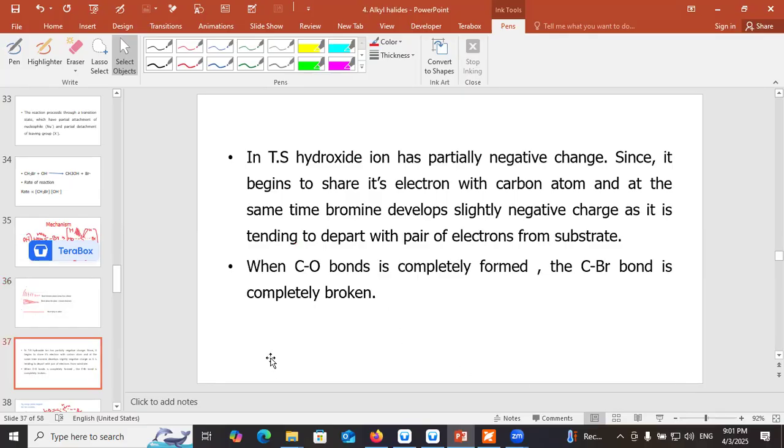In the transition state, the hydroxide ion has a partial negative charge since it begins to share its electron with the carbon atom, and at the same time bromine develops a slightly negative charge as it tends to depart with a pair of electrons from the substrate. When the carbon-oxygen bond is completely formed, the carbon-bromine bond is completely broken.